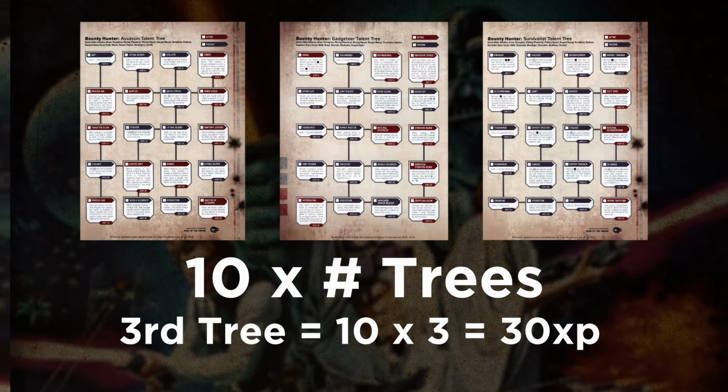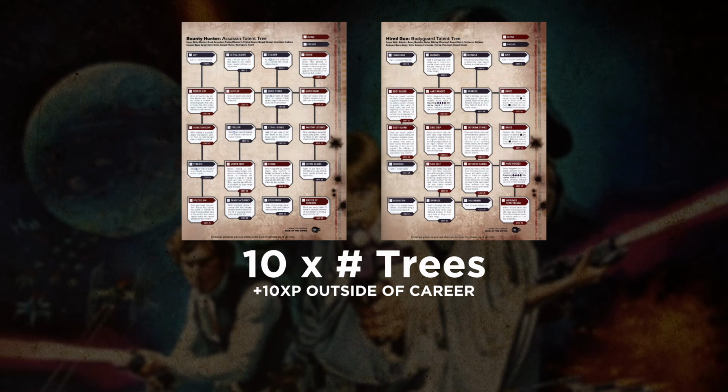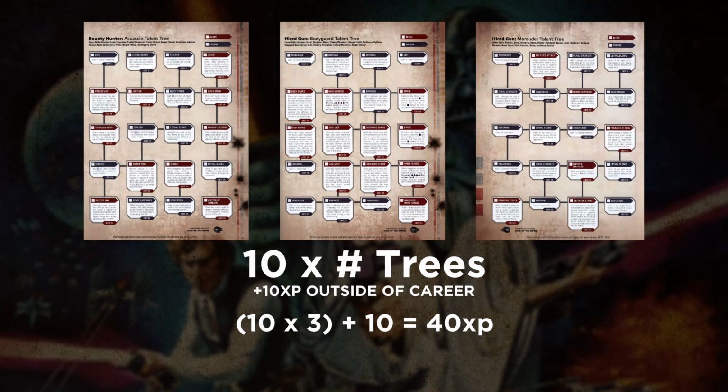However, let's say you want to purchase a tree from outside of your starting career. Then there is an extra 10 XP that you must add to the cost. So if you're a bounty hunter assassin wanting to buy your second tree from a hired gun, this would cost 30 XP. You have your 10 times 2 is 20 with an additional 10, that's 30. Even after purchasing the hired gun tree, your starting career is still bounty hunter. So another hired gun tree after that would still add 10 XP, meaning 40 total.